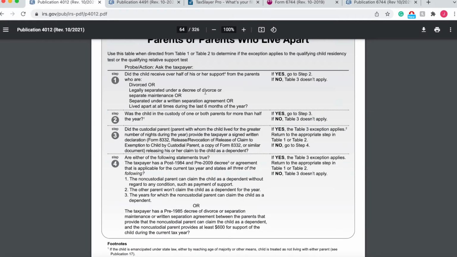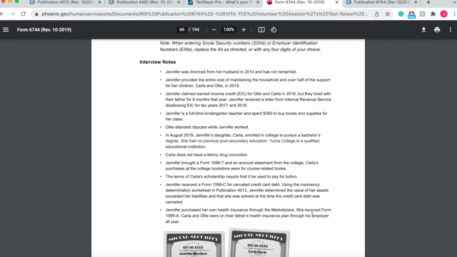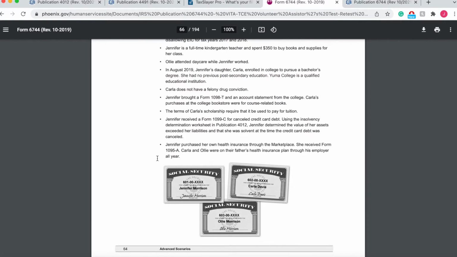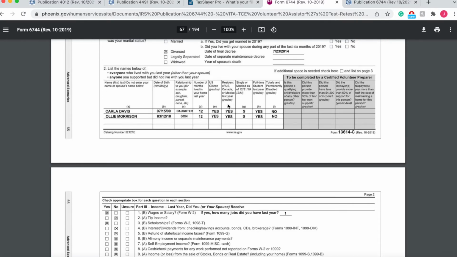So we go to step 2. Here, was the child in the custody of one or both parents for more than half the year? Yes. So we're going to go to step 3. Did the custodial parent, the parent with whom the child lived for the greater number of nights during the year, provide the taxpayer a signed written declaration releasing the claim to the child as a dependent? And so, no, we did not have any information within our interview or within the intake interview sheet that would indicate that that happened, and if we remember back to the bottom, they did live with Jennifer the entire year and not her former spouse.